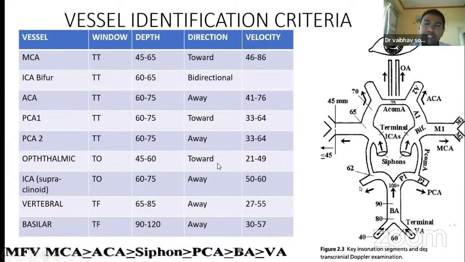Ophthalmic artery, via the transorbital window, we can insonate at the depth of 45 to 60 mm, which shows the flow of blood towards the probe at the mean flow velocity of 21 to 49. At the supraclinoid segment of the ICA, via the transorbital window at the depth of 60 to 75 mm, the flow of blood in the vessel is away, with the mean flow velocity of 50 to 60.